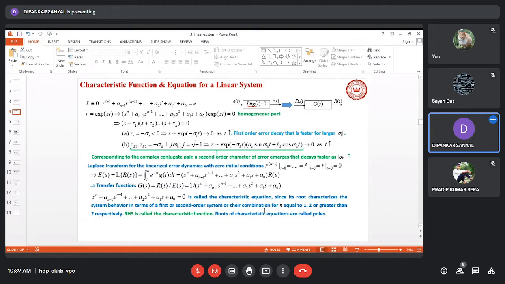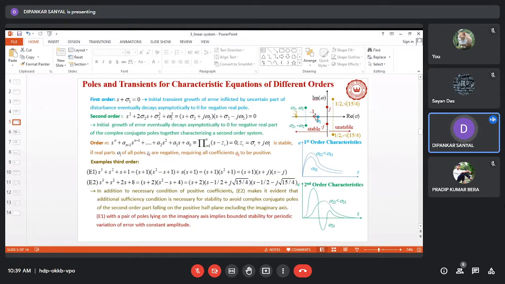And when we equate this function to 0, we call that to be the characteristic equation, and the roots of the characteristic equations are called the poles. Here on a complex plane, we tried to show the poles for different kinds of systems.